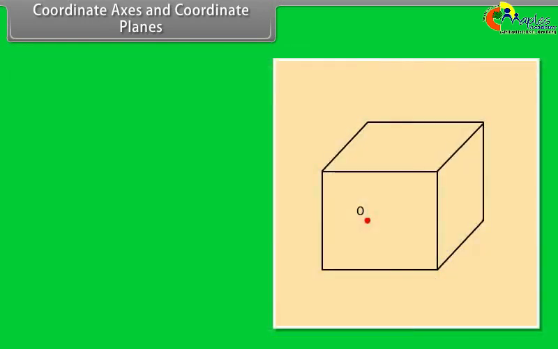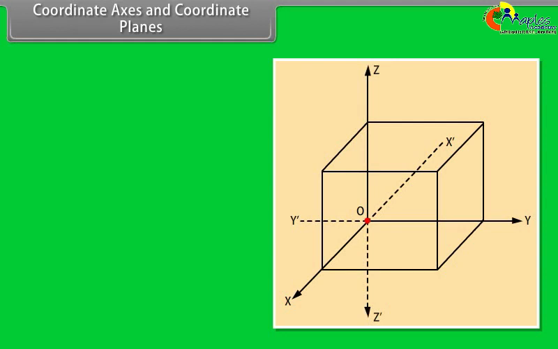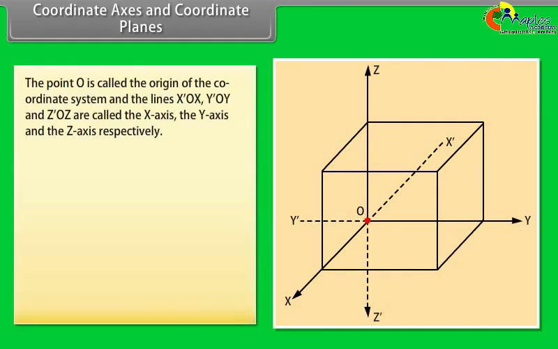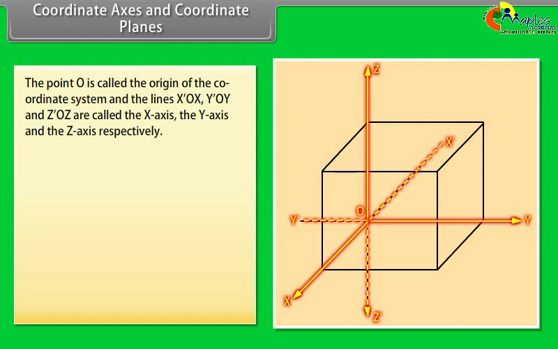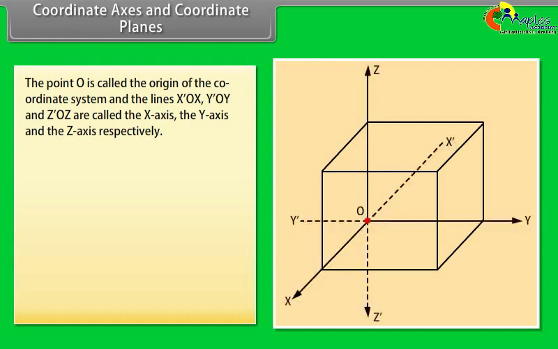Let us start with an arbitrary point O in space and draw three mutually perpendicular lines x'OX, y'OY, and z'OZ through O. The point O is called the origin of the coordinate system, and the lines x'OX, y'OY, and z'OZ are called the x-axis, the y-axis, and the z-axis respectively. The positive direction of the axis is indicated by arrows with thick lines.